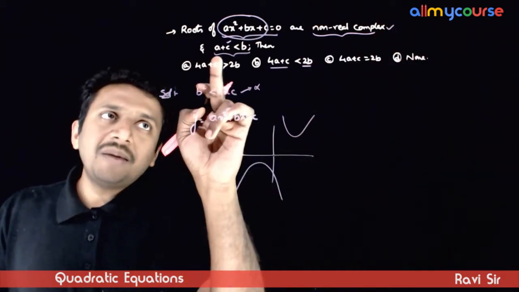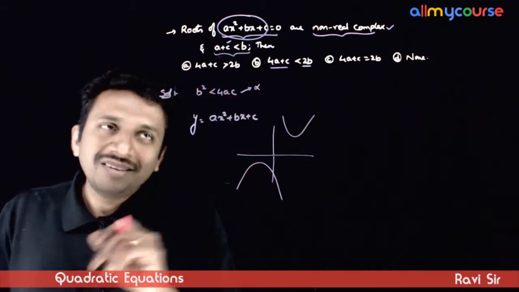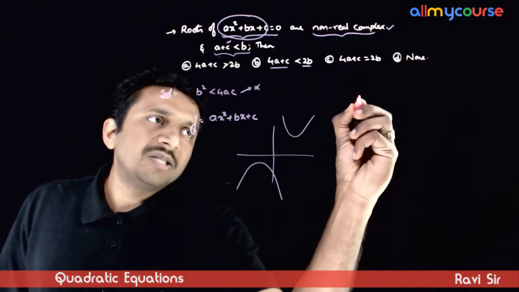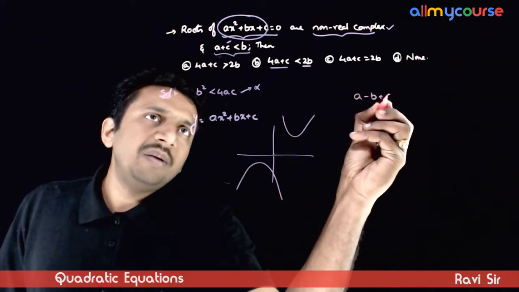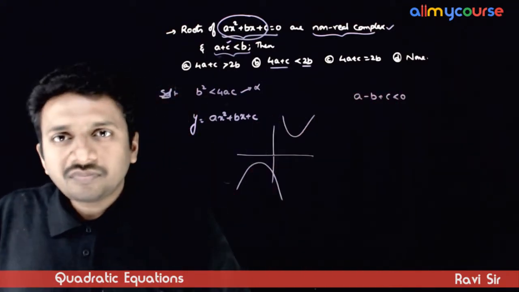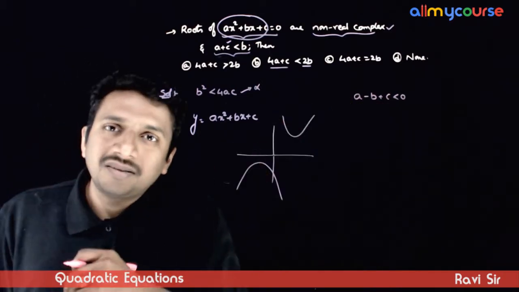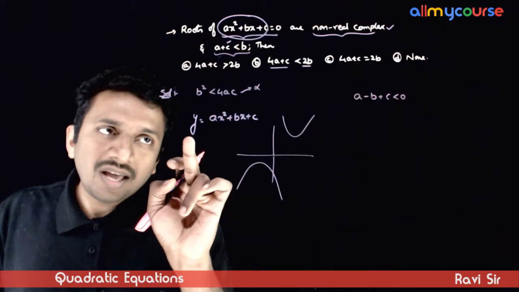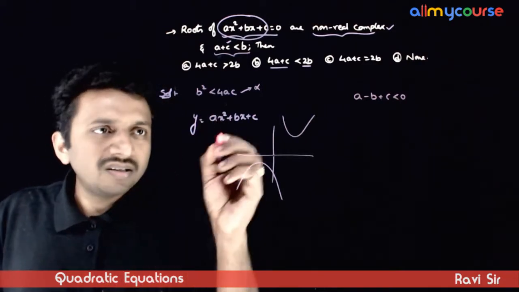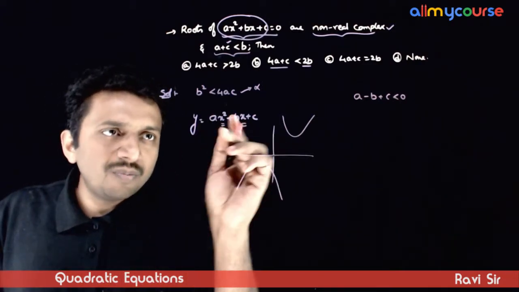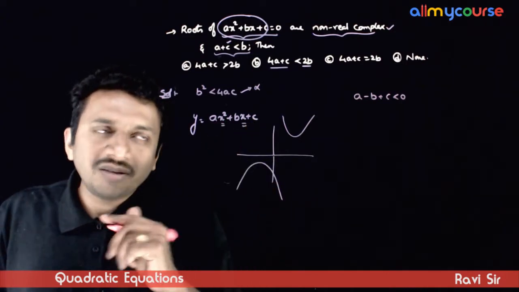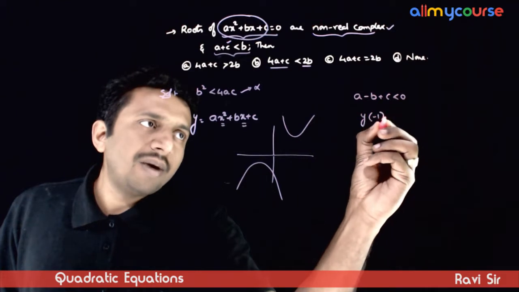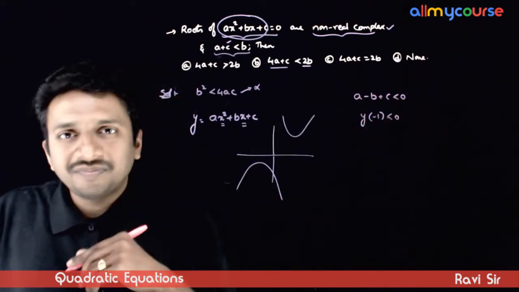Next statement is a + c is less than b. This is a nice condition. See what this means. This means that a − b + c is less than 0. What is a − b + c? It is nothing but the value of y at x = −1. If you put x = −1, you get a − b + c. So the value of y at x = −1 is less than 0.